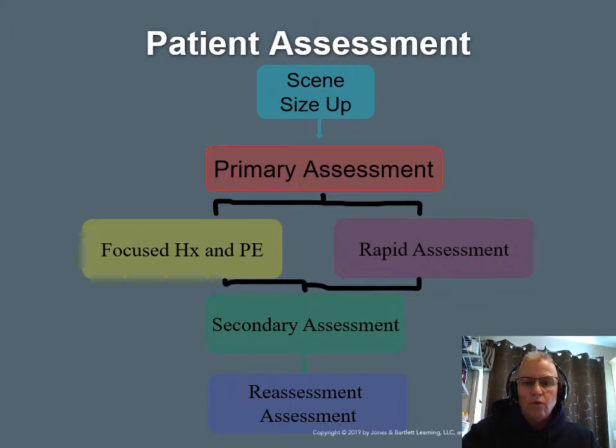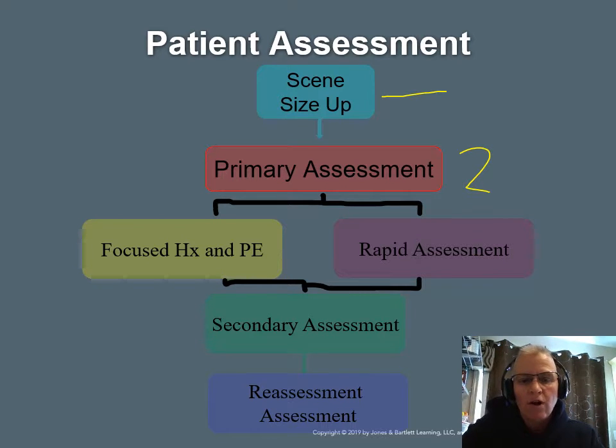Okay, so this is that flow chart that I said I'd show you. This is just to help you get your head around this. The first section right here is our scene size up. And like I said, we do this same scene size up on every single call. The second section here is our primary assessment, and I can't stress this enough, you perform it the same way in every single patient. Okay, so we're going to talk about that.